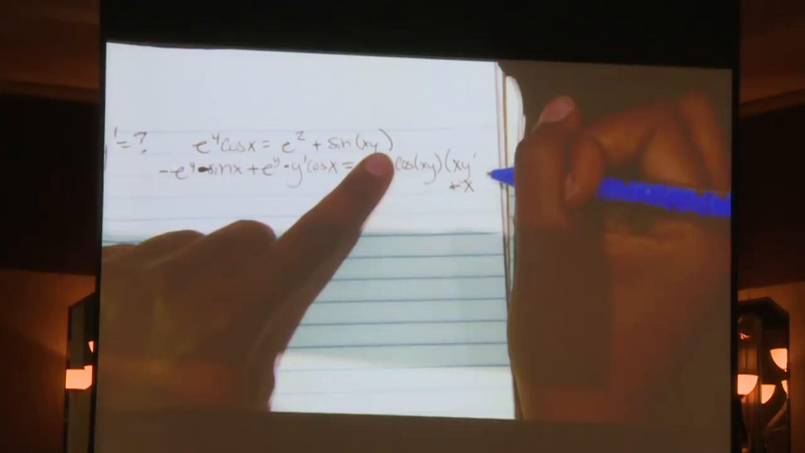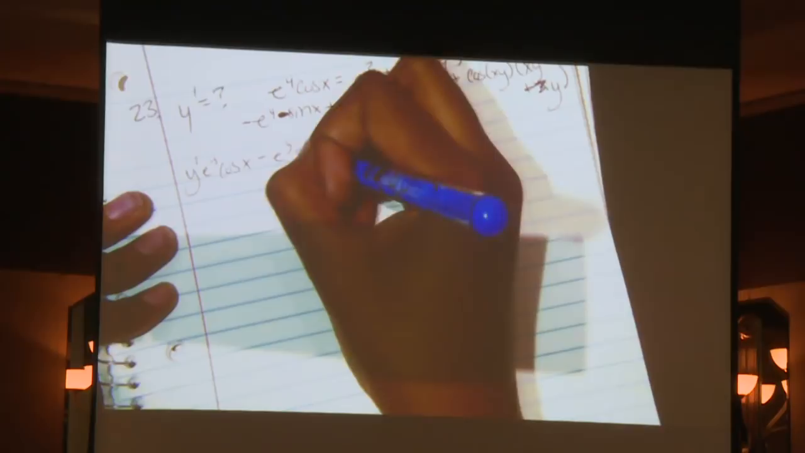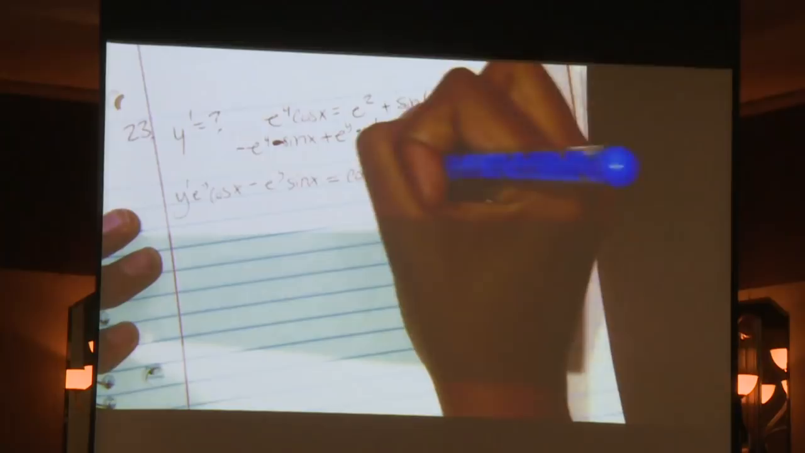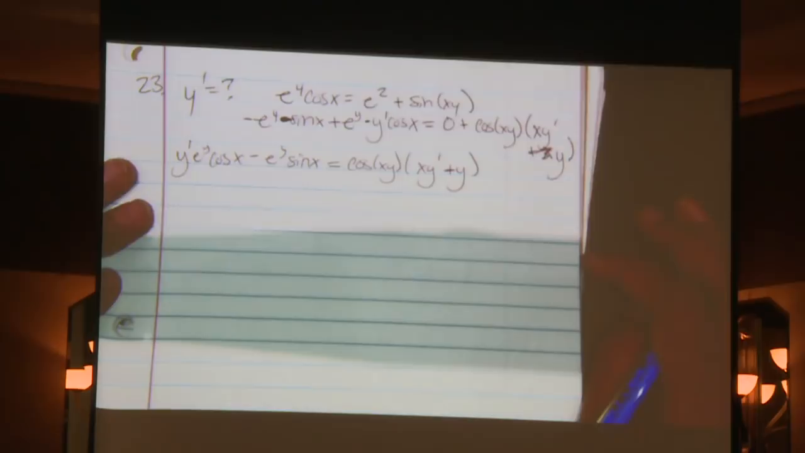So just to look a little bit better, I'm going to rewrite this equation. y prime e to the y cosine x minus e to the y sine x equals x y prime plus y. Questions? All right, cool. Let me double check myself.